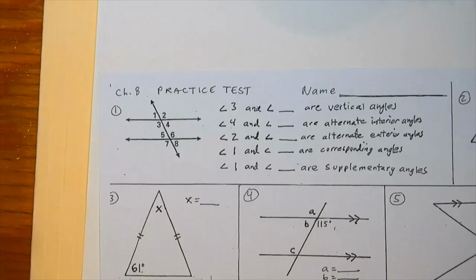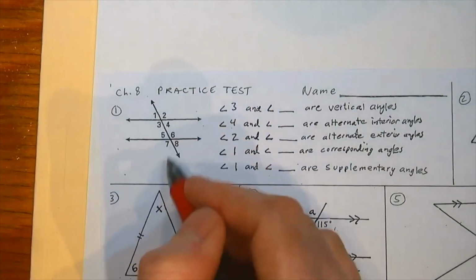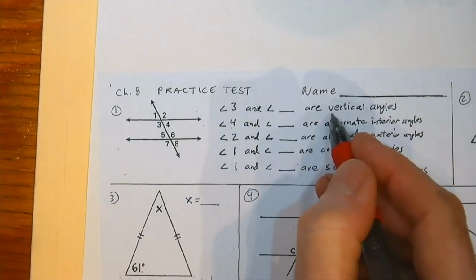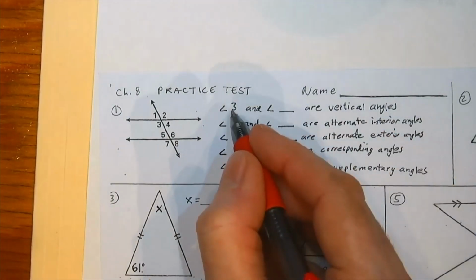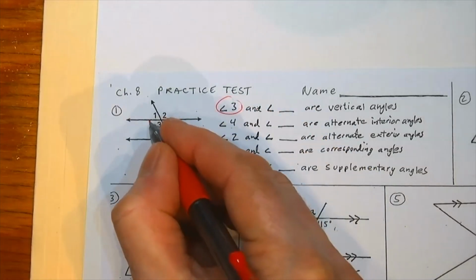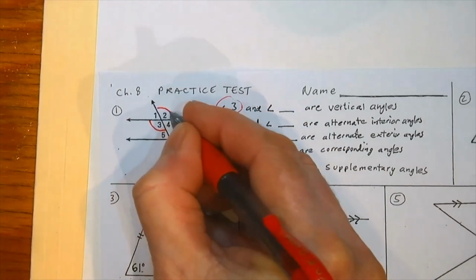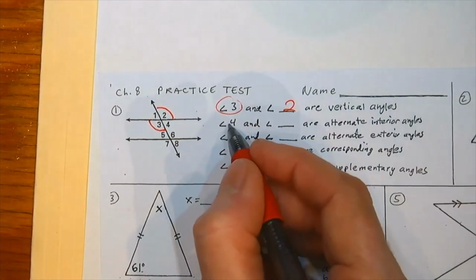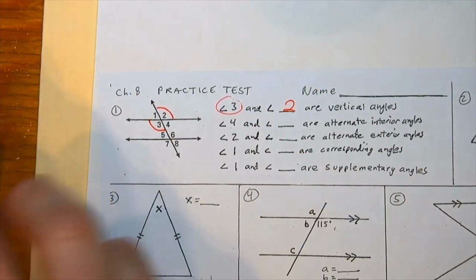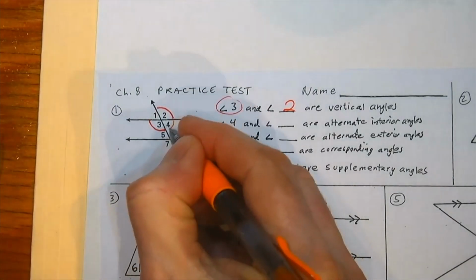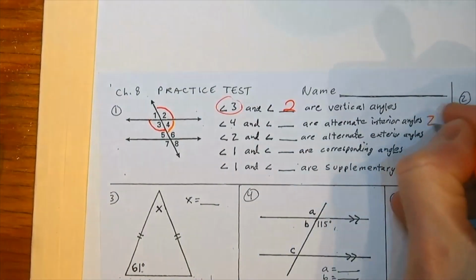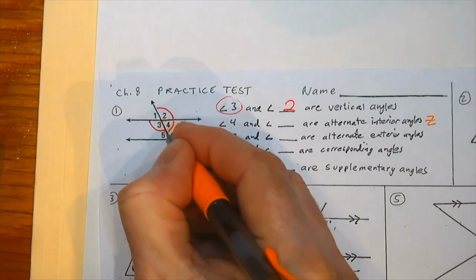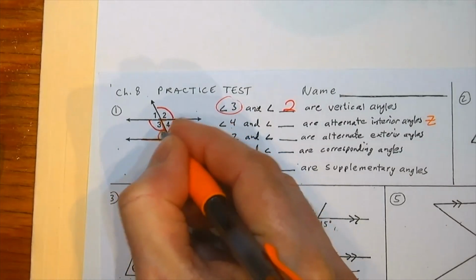All right, so I'm going to go through the practice test. I'm going to go fast because you can pause whenever you want. Here it says, name some stuff. Vertical angles. Okay, angle 3. Where's angle 3? Here's 3. Who's it vertical to? This one, number 2. Alternate interior. Oh yeah, 4. Okay, here's 4. I guess I'll use another color. The alternate interior is really the Z. So there you go, 4 and 5.